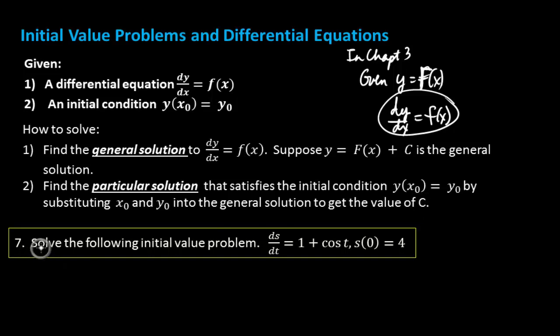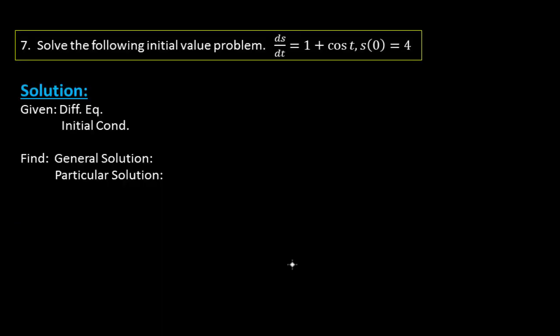Okay, so let's take this for example. To solve the following initial value problem, so this is our initial value problem, right? Okay, how do we do that? This is your given differential equation, and this is what we call our initial condition. In other words, the initial condition is when t is equal to 0, s of 0 is equal to 4. So what we're looking for is the s of t, given ds by dt. Let's go ahead and do that. So let's see, what are we given?